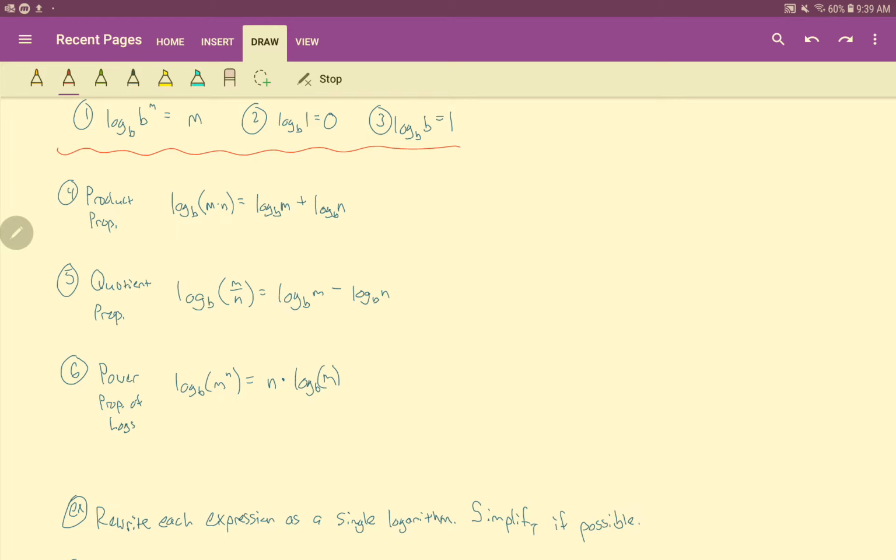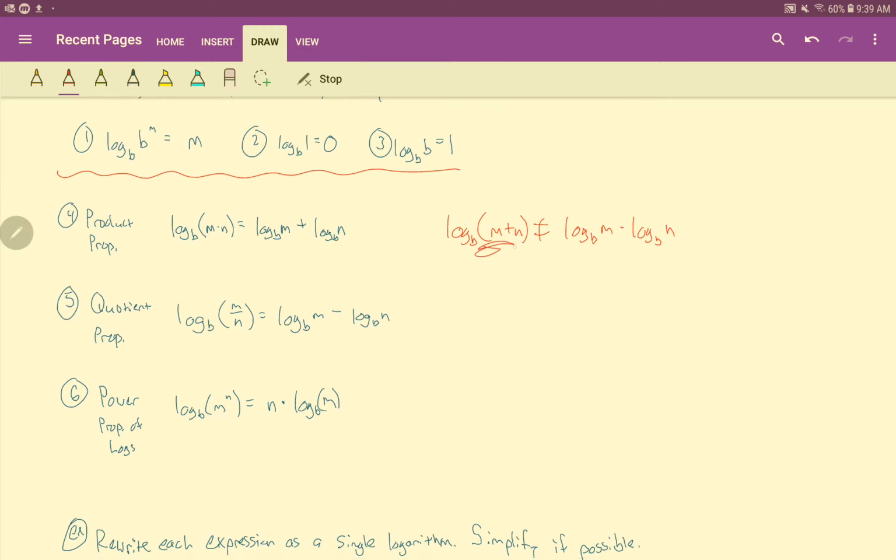Note, log base B of M plus N does not equal, in general, log base B of M times log base B of N. So we can't break up addition inside of a logarithm like we do the multiplication. It doesn't work backwards. So this works: if you have multiplication inside, it becomes addition outside. So you can go this direction.